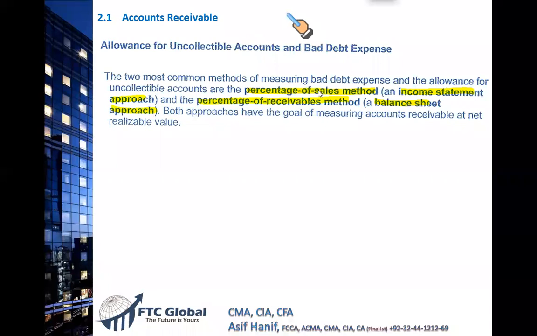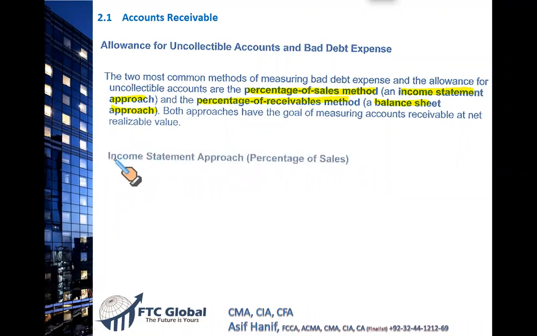How do I calculate? Because they look similar, but they are very different from each other in computation. Right? So what we're going to do, estimating how many customers for what amount are unlikely to pay. Let us first discuss the income statement approach. As the name suggests, the percentage of sales. We estimate our uncollectible based upon a certain percentage of our credit sales.